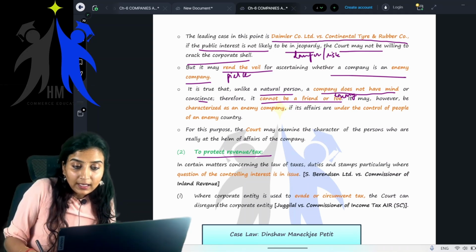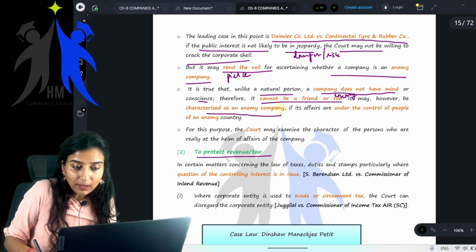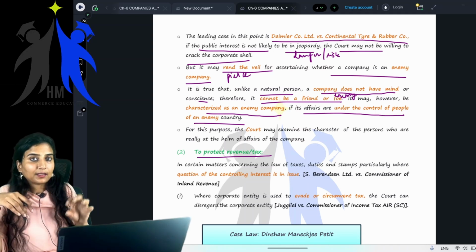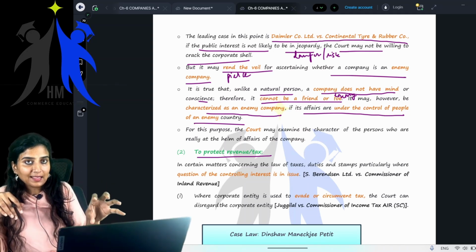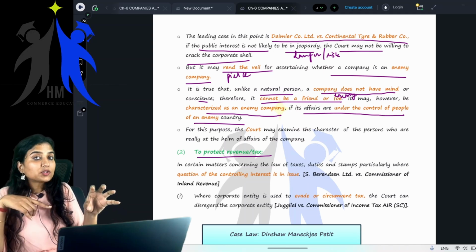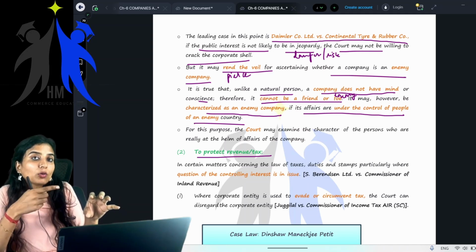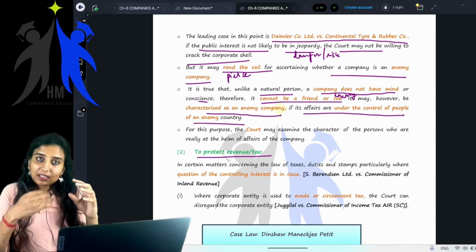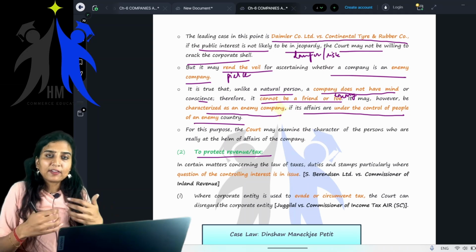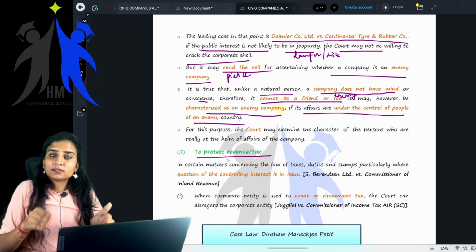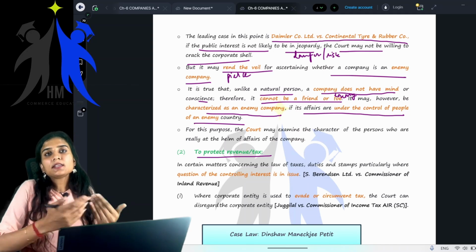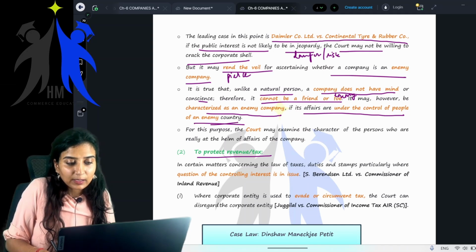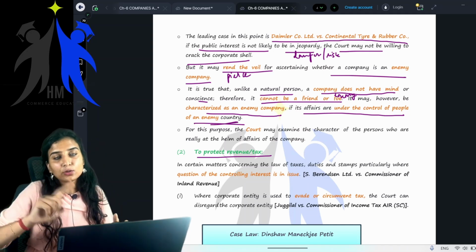But, however, it may be characterized as an enemy company if its affairs are under the control of people of the enemy country. See, basically, now Continental Company has all its shareholders as Germans. Basically, they will be having control over Continental Company. Yes or no? So it is possible. There is every chance that these German shareholders are influencing Continental Company, even though it is in England. Yes or no? So it is under the control of people of the enemy country. Here, the Germans and the UK were enemies.